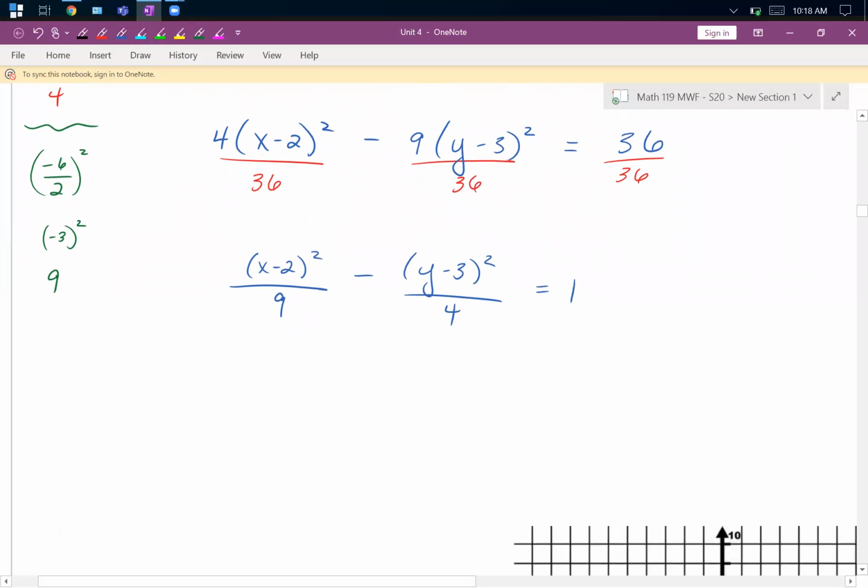Questions on transforming it from general form into standard form? All right, is this one going to be opening up and down or side to side? Side to side. X is first, so it's going to be opening side to side. You know what? I'm just going to pause the video. Why don't you guys draw this in? We'll come back to all the questions together if you like. But why don't you guys get this one graphed?